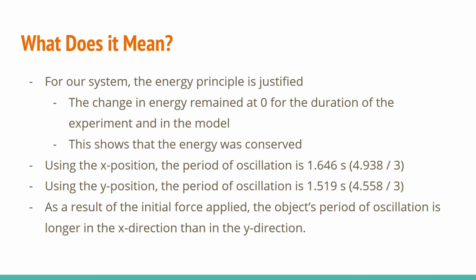What does it mean? For our system, the energy principle is justified. As shown, the change in energy remained at 0 for the duration of the experiment in the model. This shows that the energy was conserved and we're justified in using it.